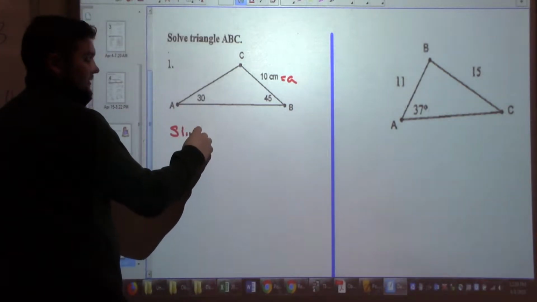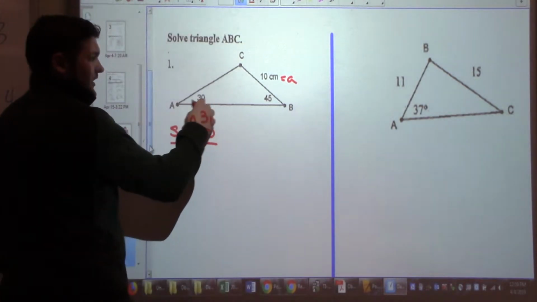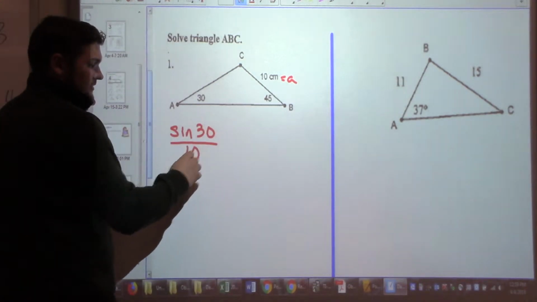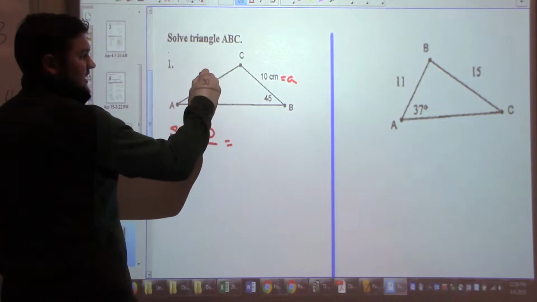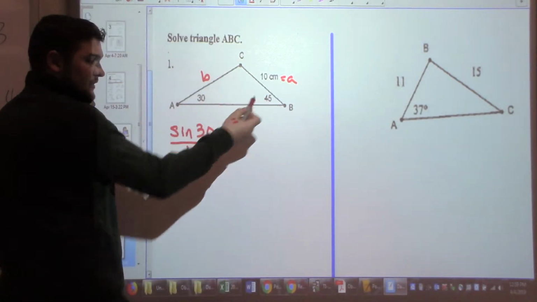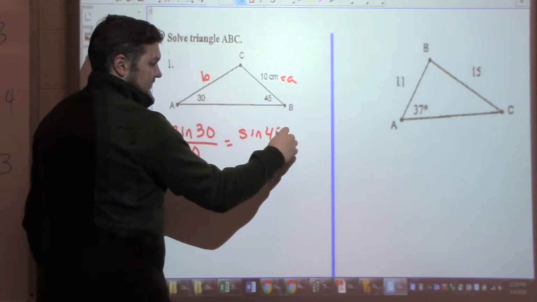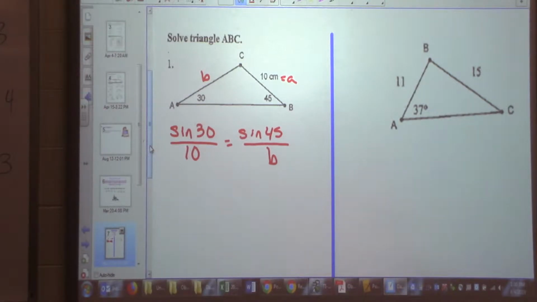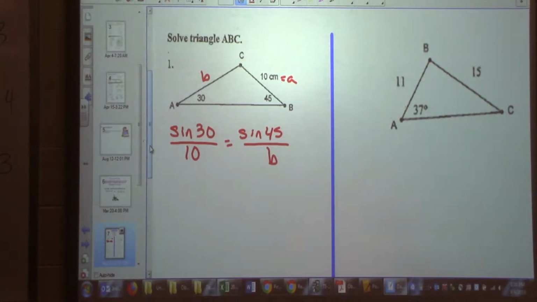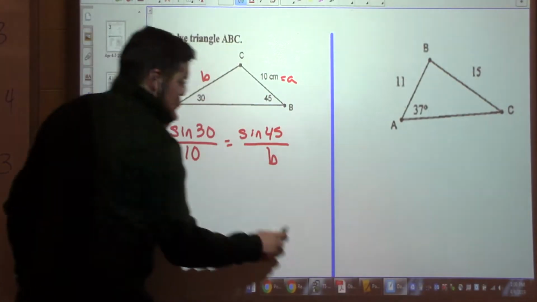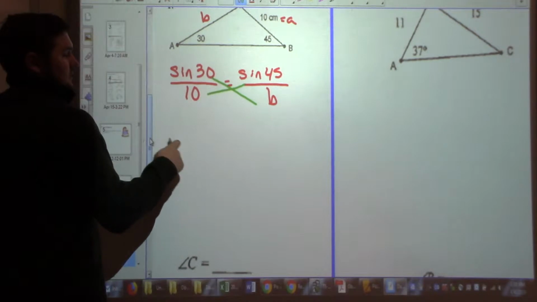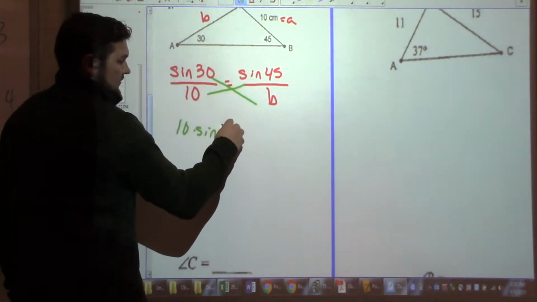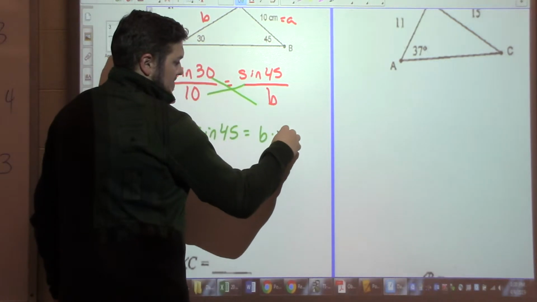sine of angle A. So sine of 30 over side A, which is 10, equals, we're going to solve for side B, because I know angle B right now. Sine of 45 over B. Right, set up that ratio, set up that law of sines. Well, how do you think we can solve that? Cross multiply. Right, cross multiply this. 10 times sine of 45 equals B times sine of 30.